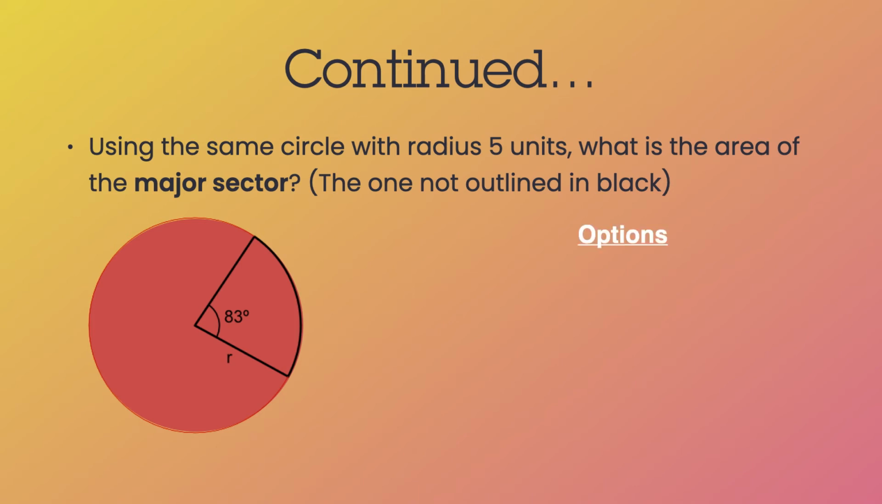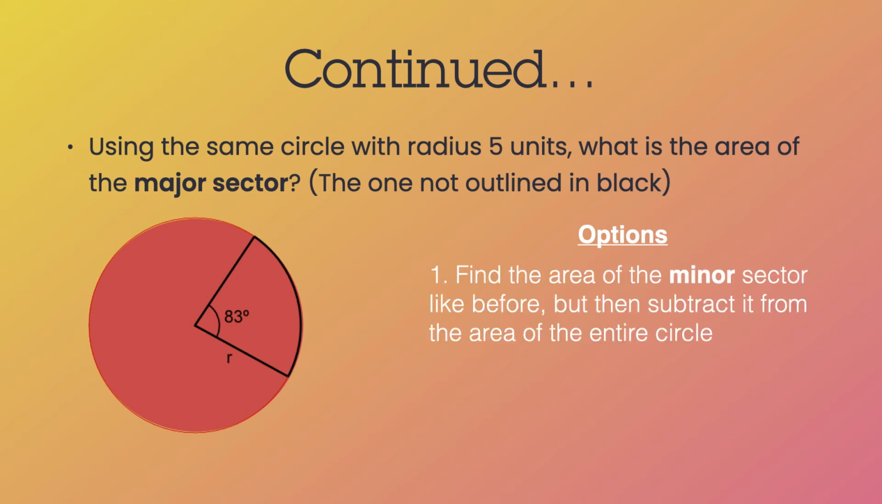So we have some options here. First option we have is to find the area of the minor sector, like we did before with 83 degrees, but then subtract it off of the entire circle. Then we're left with this Pac-Man shape. If we took off the minor from the circle, then we're left with the major.